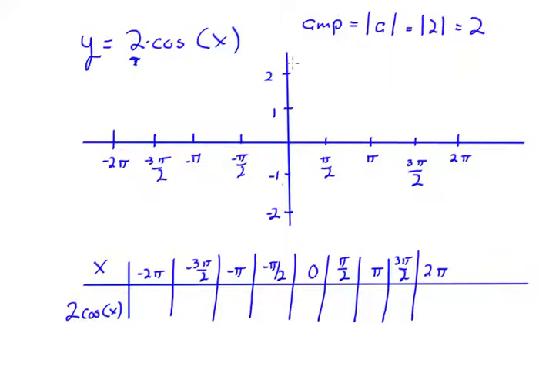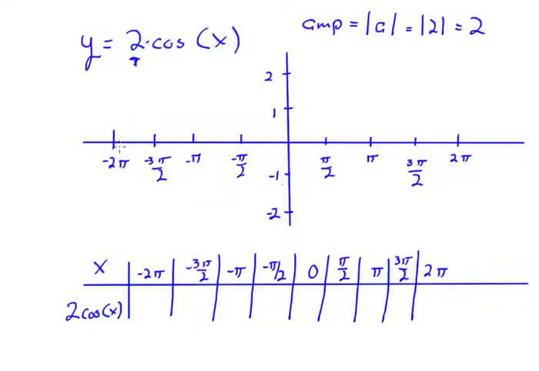What the amplitude does is affect the height of our graph. So in the last video, we saw that our sine graph only went up to 1. That would be the same for cosine. But when we multiply it by 2, our graph will now have a height of 2. It will go up 2, and it will go down 2.